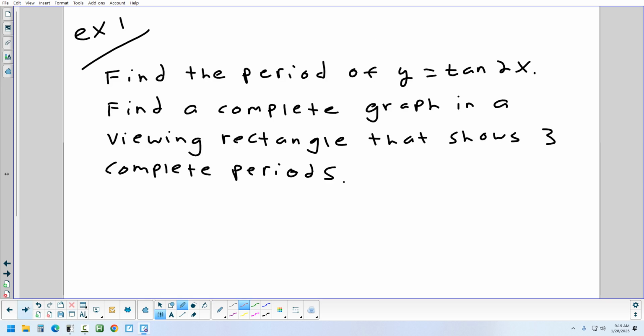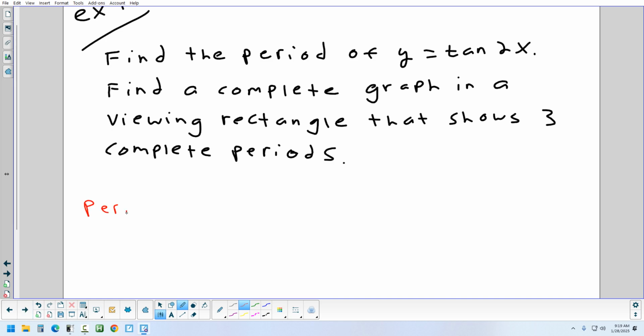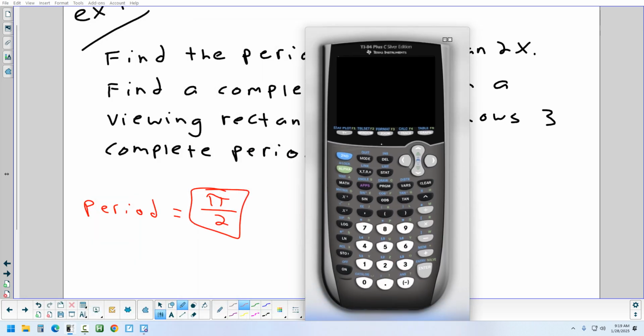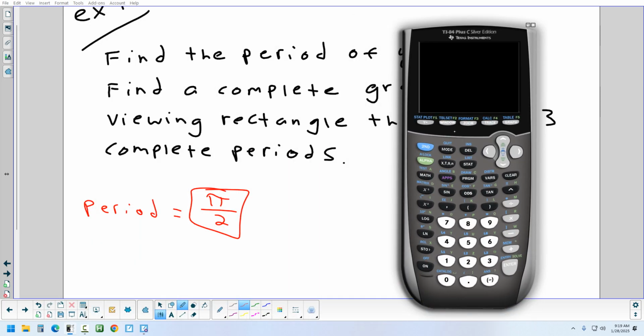All right, let's try an example with tangent. It says find the period, and then find a viewing rectangle that shows 3 full cycles. So let's start with the period. What's the period of tangent 2x? Half pi. Pi over b, which is pi over 2. Now they're asking me to show 3 full cycles. How long are 3 cycles going to be?